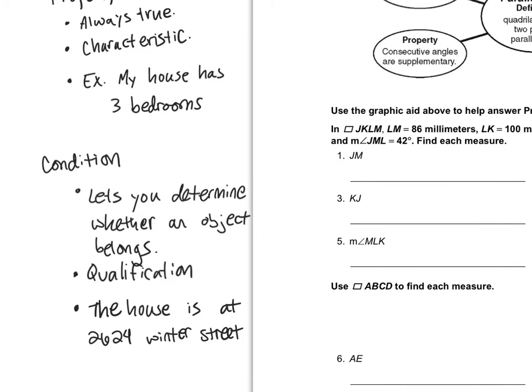So for example, the house is located at 2624 Winter Street. That's a qualification for being my house. That's my address. So if the house is at the address, then that's my house. Any house could have 3 bedrooms. Not all the 3-bedroom houses in the world belong to me, but the one at 2624 Winter Street does. That's why this is a condition, and the fact that it has 3 bedrooms is a property. One piece of information describes my house, and the other is a qualification for being my house. It says this is the house that belongs to me.